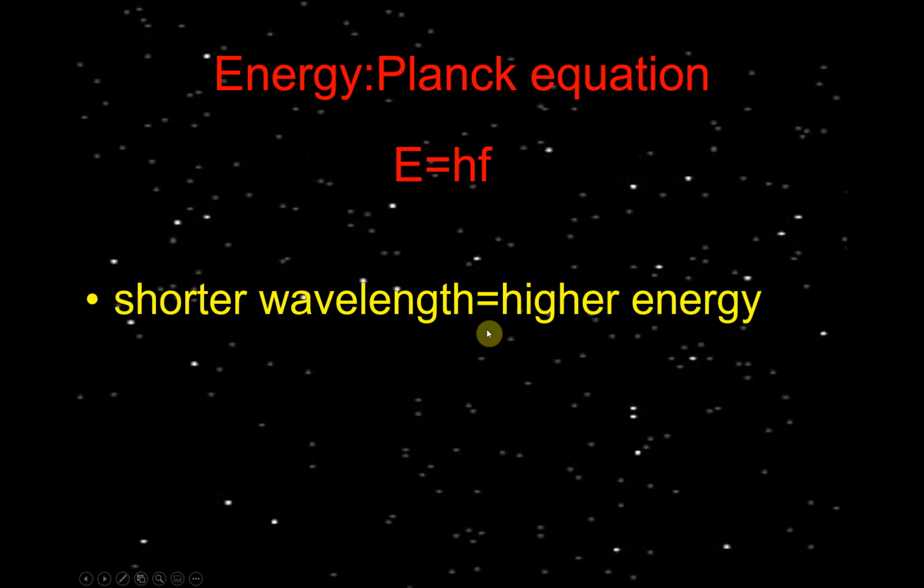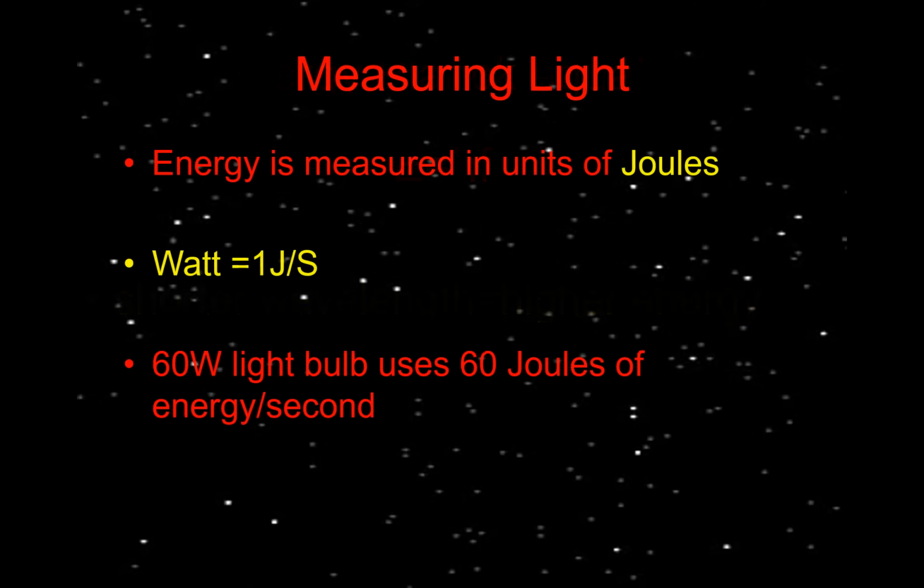So when we look back at our map of the entire electromagnetic spectrum, shorter wavelength equals higher energy. And energy is measured in units of joules. Really, that's just our general unit of energy for everything, including work and other concepts involving energetic systems. A watt is 1 joule per second. So when you buy a 60-watt light bulb, that light bulb is pumping out 60 joules of energy every second.